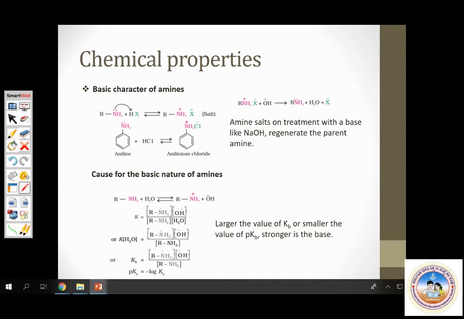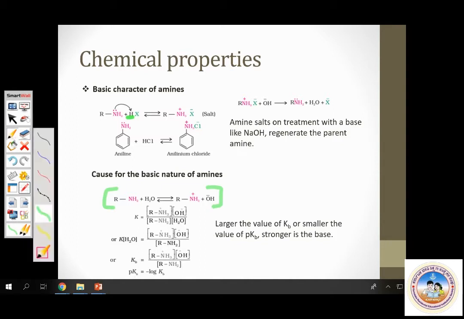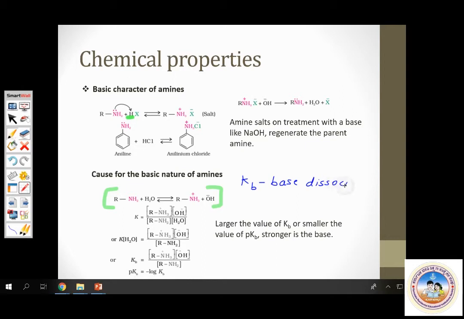Now let's take up chemical properties. One very prominent chemical property of amines is the fact that it is basic in nature. Amines are basic in nature. See, that is illustrated here. An amine picks up a proton from an acid and forms a corresponding salt. That demonstrates its basic character. And the basic nature of amines is described by this equilibrium. Just like how you use Ka for indicating acid strength, you can use Kb. Kb is base dissociation constant.